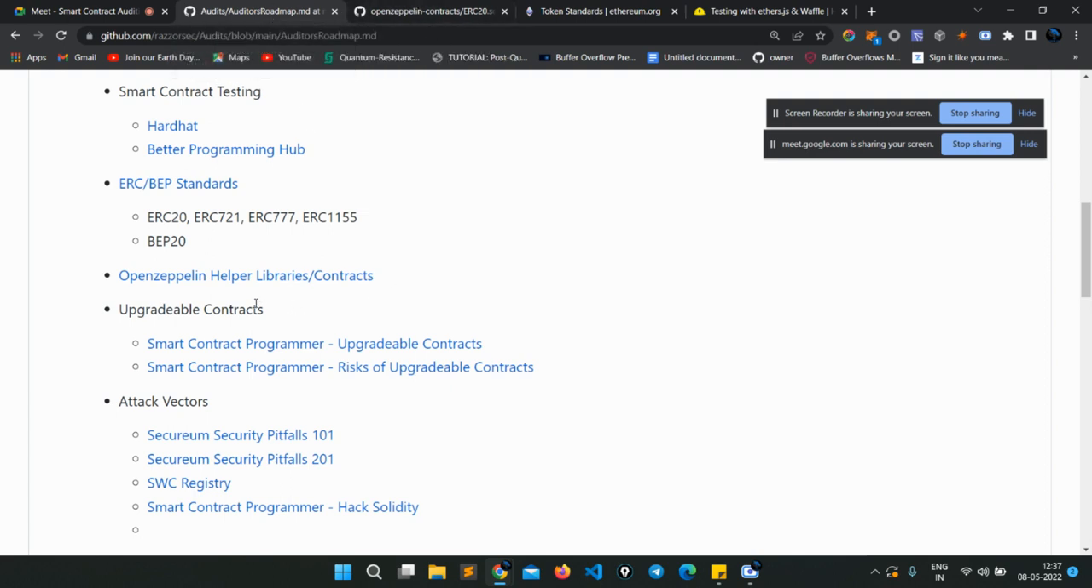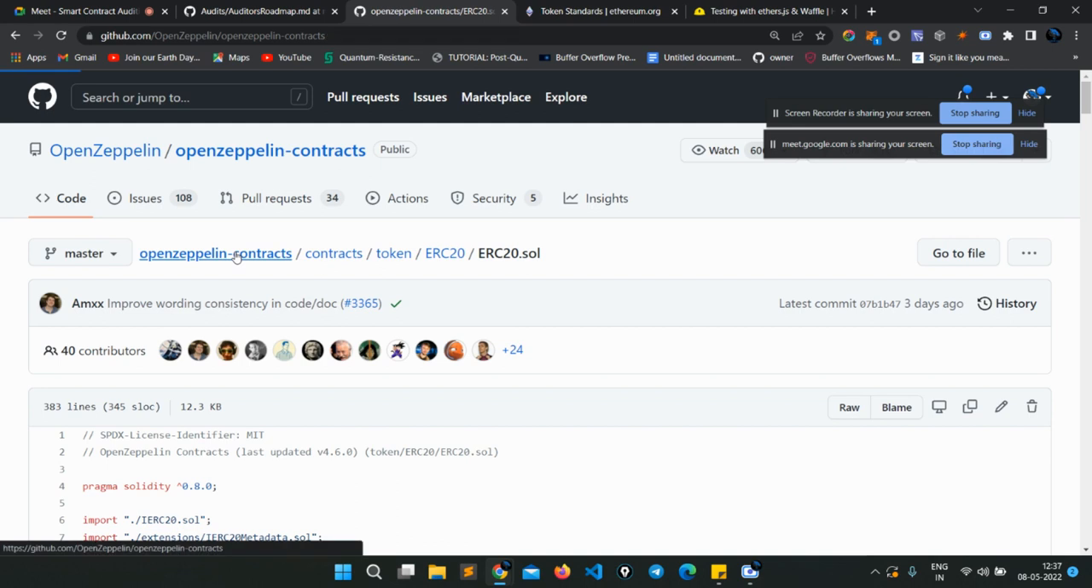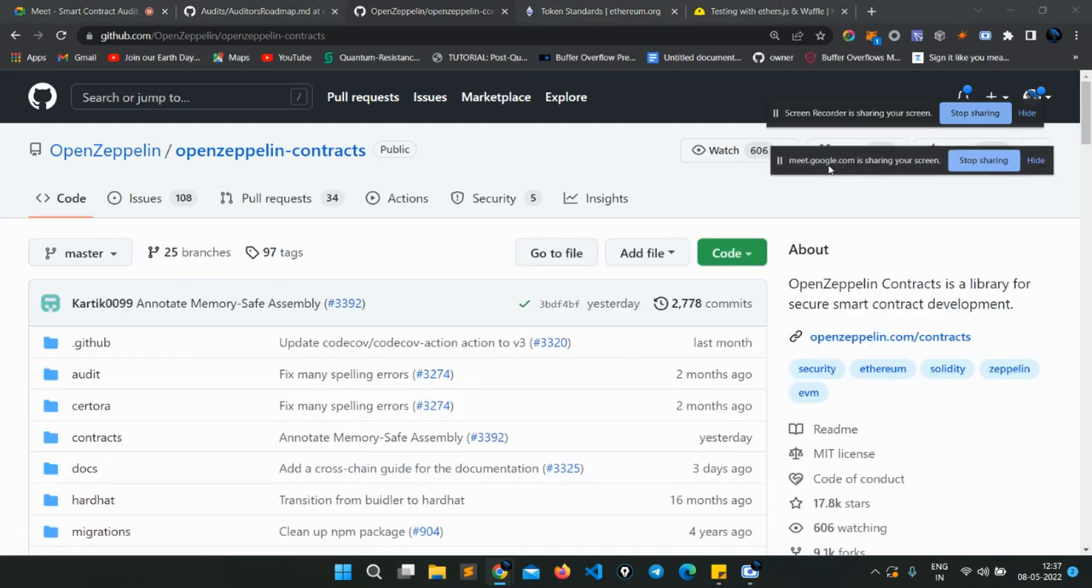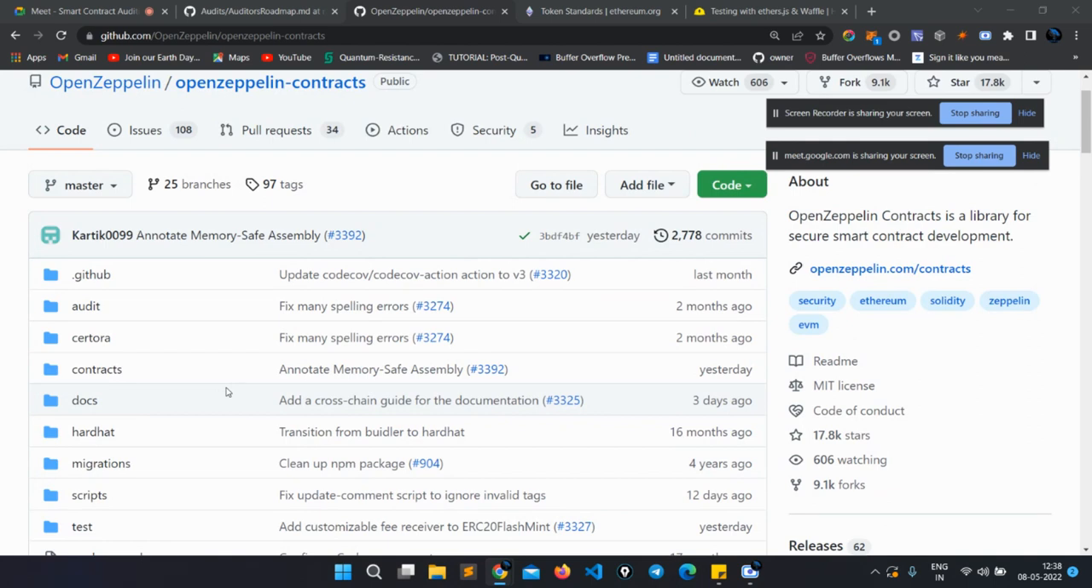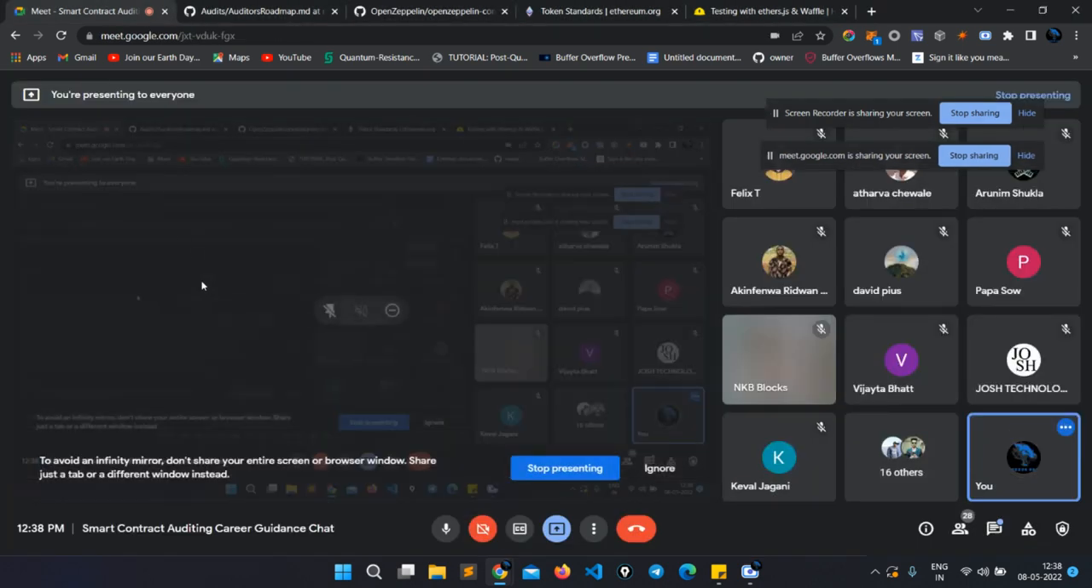So you're supposed to know Open Zeppelin. You can always refer to Open Zeppelin contracts, because that will help you most of the time in your development. The second reason these Open Zeppelin contracts are so popular is that they are audited multiple times by well-known researchers and well-known auditing firms. That's why you can trust these contracts before importing them into your custom code, right? So this is one thing. What else do we have?